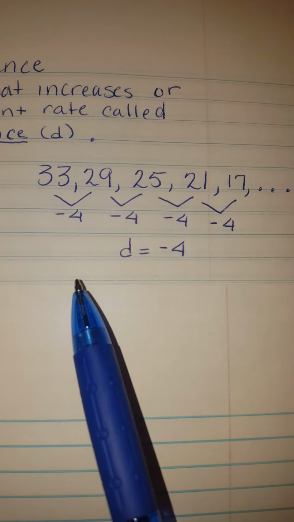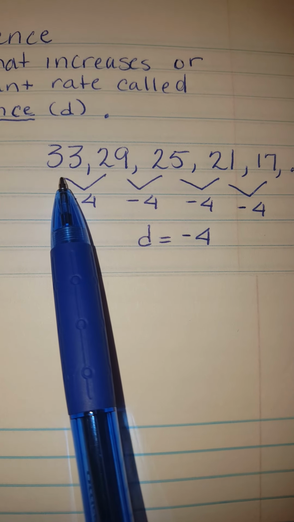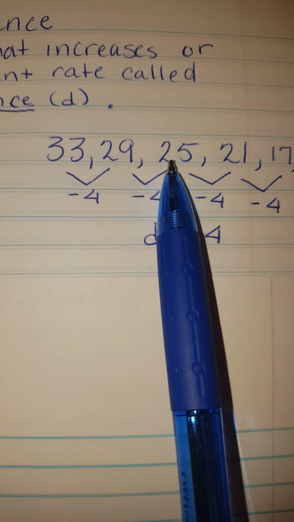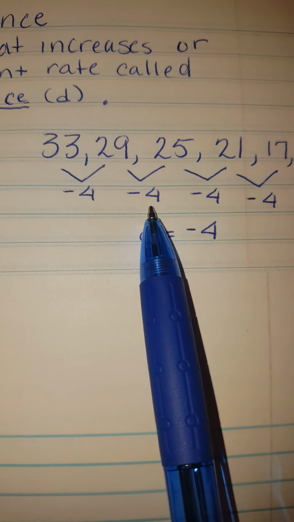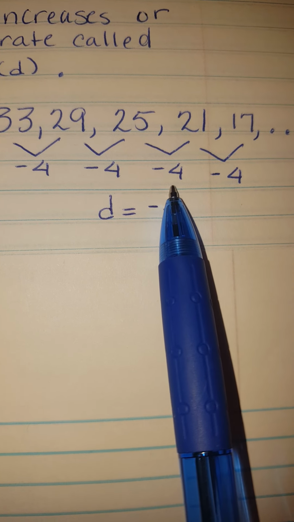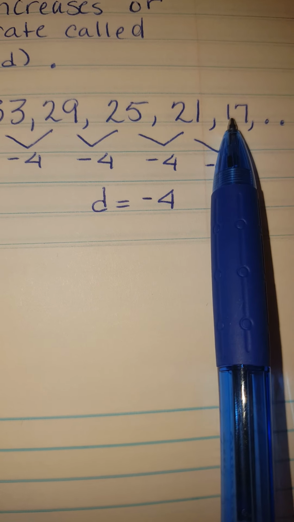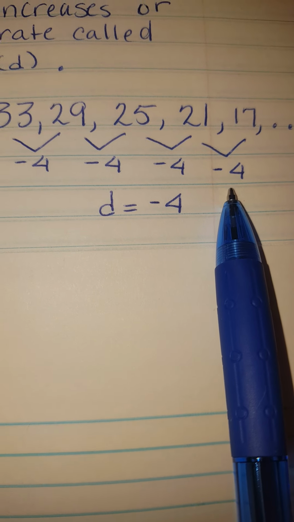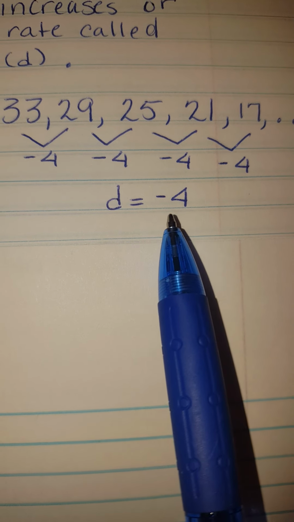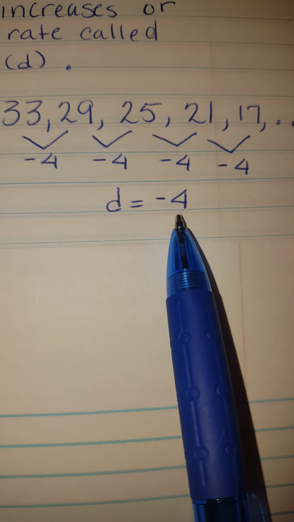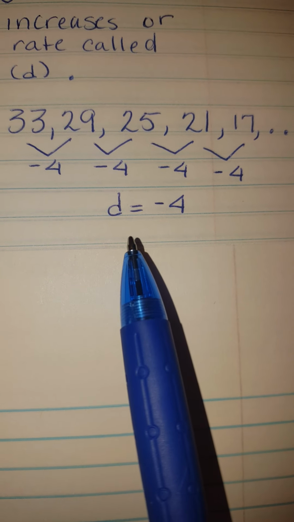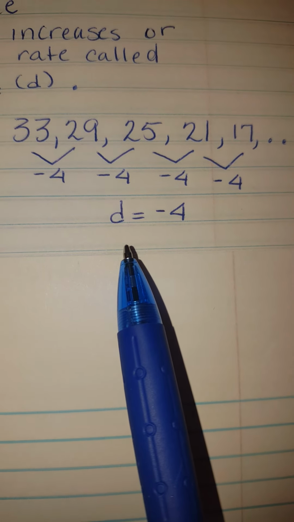If we look at the other example, we have 33 to 29, it decreases by 4. 29 to 25, the decrease is 4. 25 to 21, it's decreasing by 4. Then 21 to 17, it is decreasing by 4. Because the rate is constant, our common difference is -4. So that's how you determine the common difference of an arithmetic sequence.